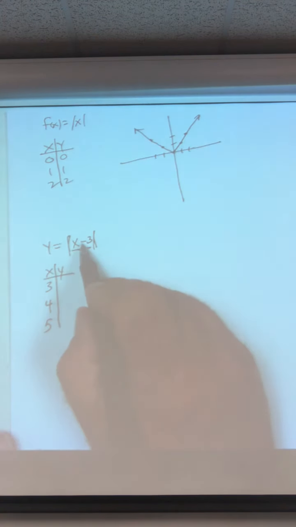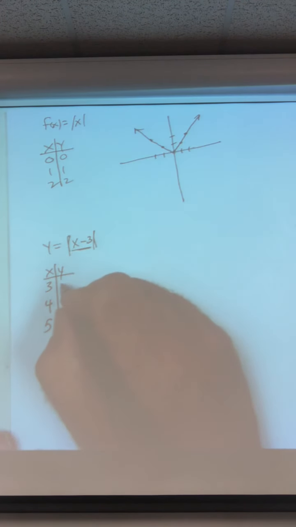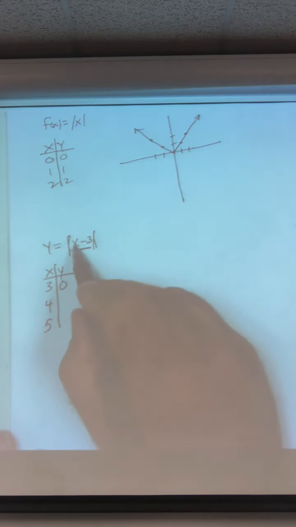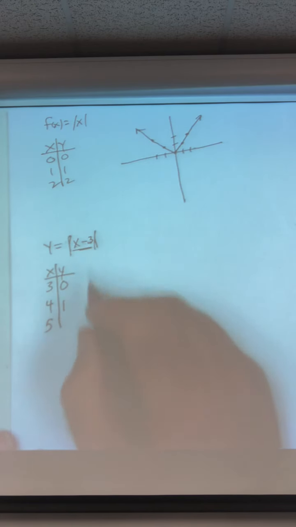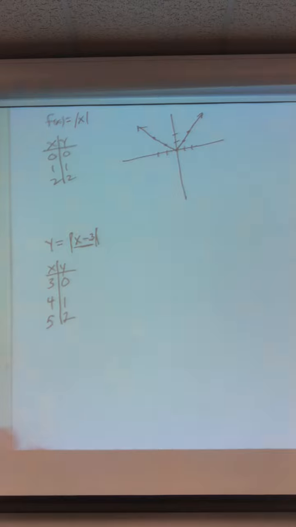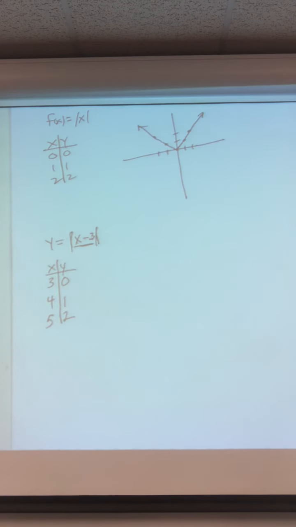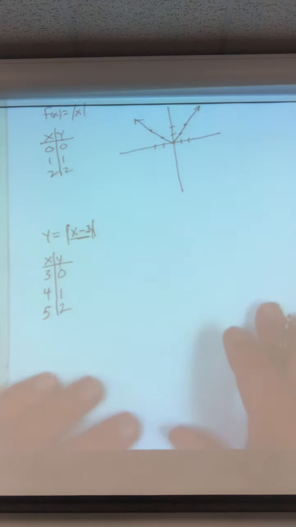All right, plug in 3. 3 minus 3 is 0. Plug in 4. 4 minus 3 is 1. The absolute value of 1 is 1. Plug in 5. 5 minus 3 is 2. Absolute value of 2 is 2. So you're not squaring it or square rooting it. You're just taking the absolute value of it.